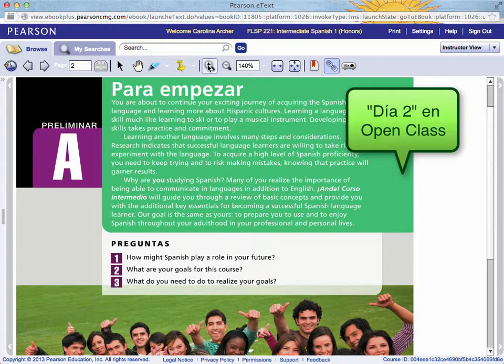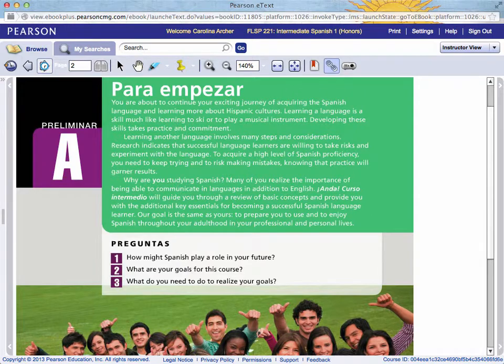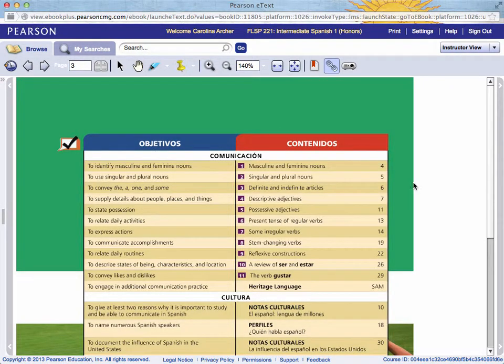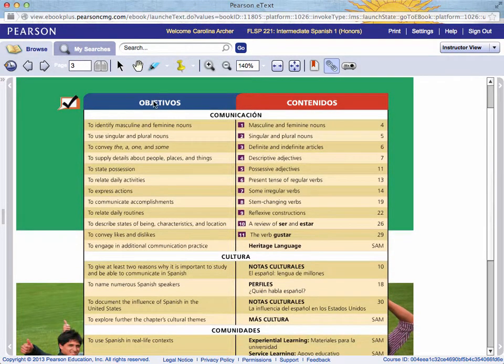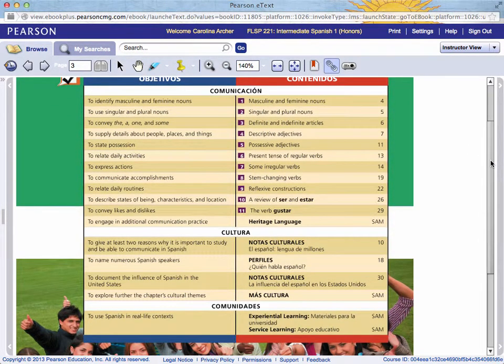So this review is going to be a review of basic concepts, and it's going to help us to reestablish our foundations to continue on. Okay, so we're going to start here with para empezar, and in each chapter you're going to have los objetivos, aquí en azul, y los contenidos. So the objectives are the things that we want to achieve, okay? And contenidos is more like the actual content, the grammar content that we're going to be looking at, okay?